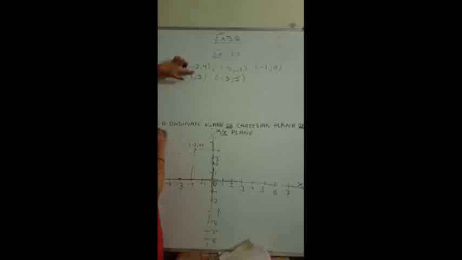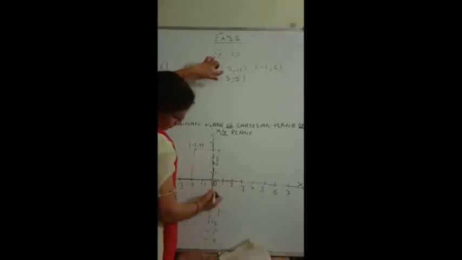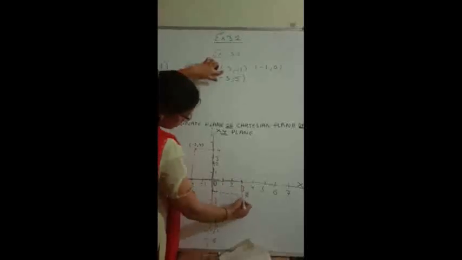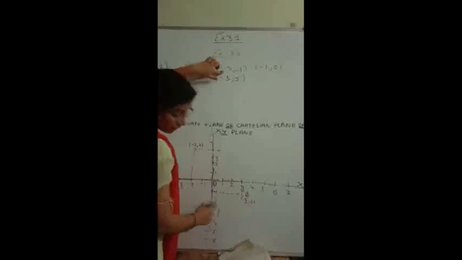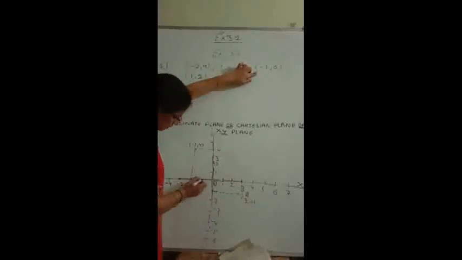Okay. Then 3 comma minus 1. 3 on the x-axis, minus 1 on the y-axis. It will come here. Okay. B point. 3 comma minus 1. Which quadrant is it in? Quadrant 4. Minus 1 comma 0. Minus 1 on the x-axis, 0 on the y-axis. So from here the perpendicular to the y-axis is 0. So it will be this. Okay.